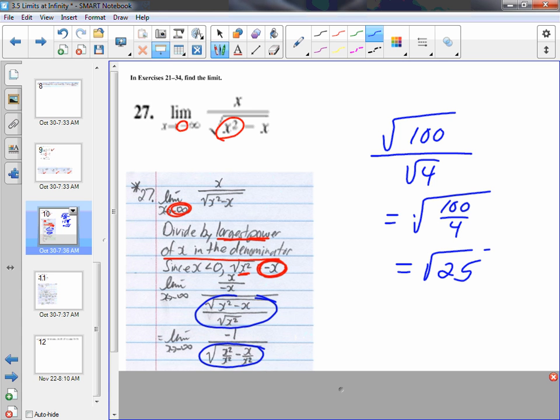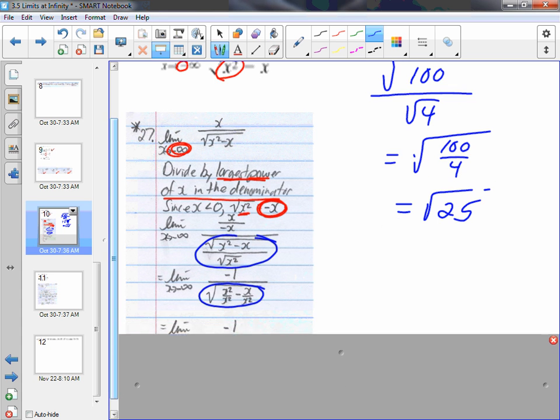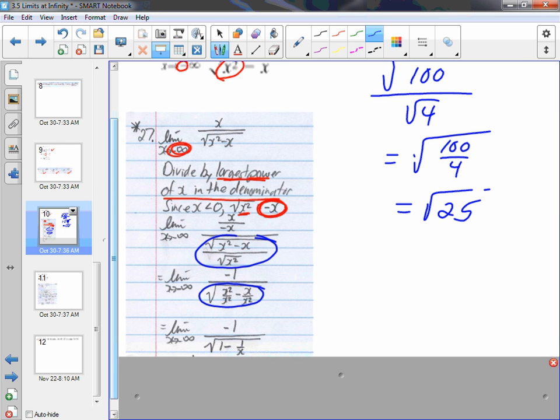So my numerator is in good shape. I've got the limit as x approaches negative infinity of negative 1 over, and then in my denominator, under that square root sign, x squared divided by x squared is 1. And still under that square root sign, x divided by x squared is 1 over x. So I get under the square root, I get 1 minus 1 over x.